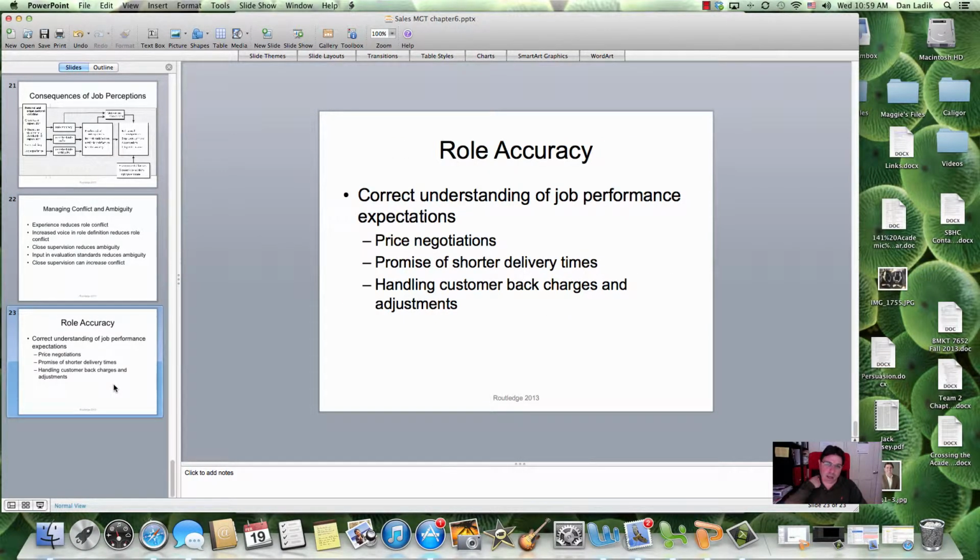Finally, role accuracy. And we do this role accuracy because we really want the most optimal job performance. And this all will go down into negotiations. It will go into promise of delivery times, handling customer issues such as back charges and customer adjustments. All these expectations lead into this.